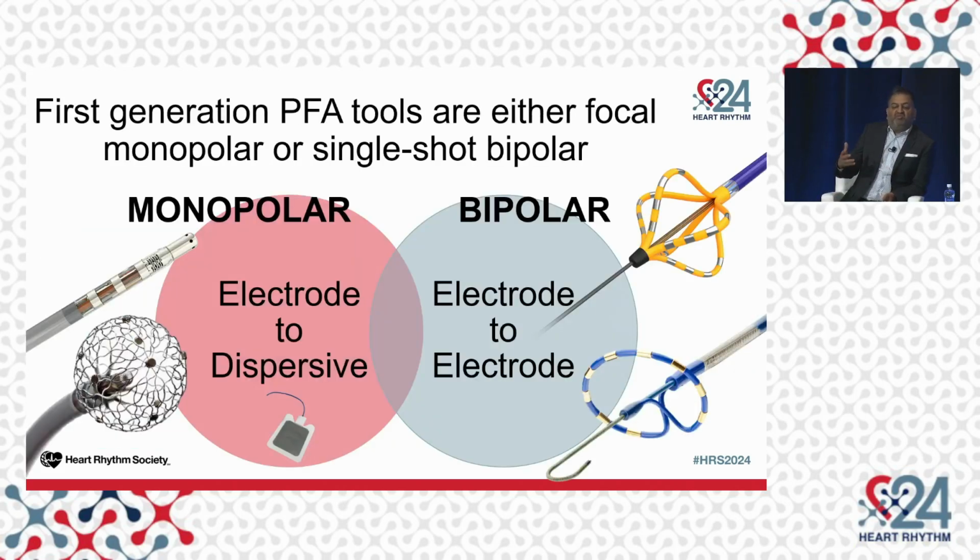When you think of monopolar, the concept is the same. The energy goes from the electrode to the dispersive patch. When you think of bipolar, it's electrode to electrode, and on the left you see some catheters that can deliver monopolar energy, and on the right you see these larger volume, so-called single shot catheters, which do larger regional ablation delivering bipolar.